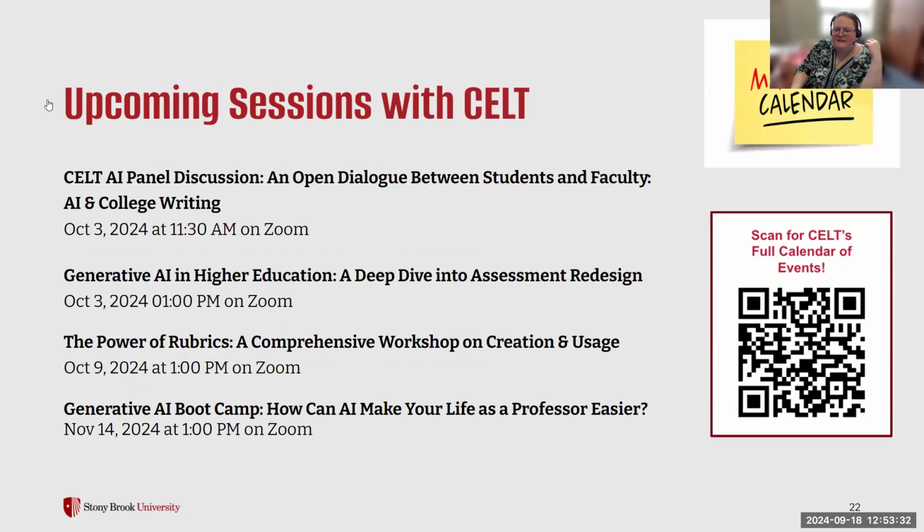So some upcoming sessions, I think, that relate very closely to what we've been talking about today. We have an artificial intelligence panel discussion specifically on writing and AI in college. So you can hear both from students and from faculty on their perceptions about that. We also have our two generative AI in higher education workshops. One is a deep dive into assessment redesign. So where might we want to make tweaks to our assignments in our courses to account for the fact that generative AI might be a way for students to bypass learning, and instead think about how it can help facilitate it.